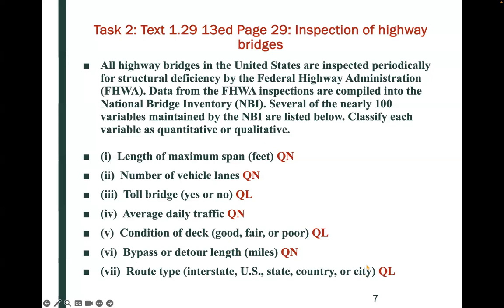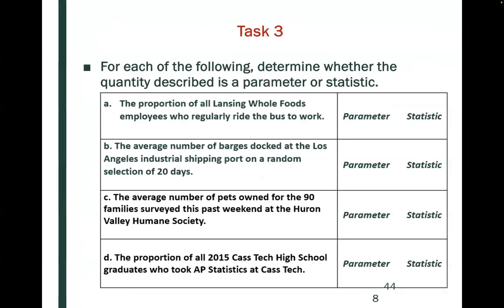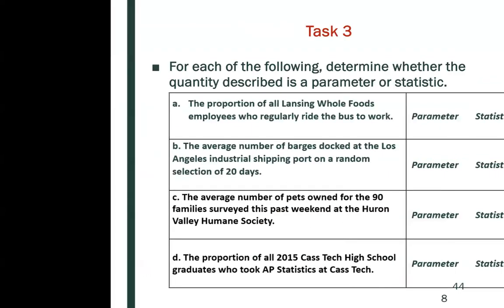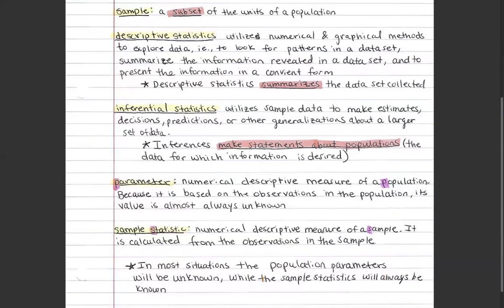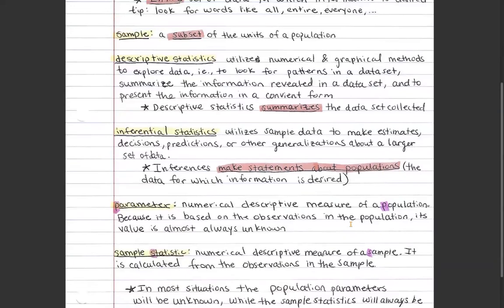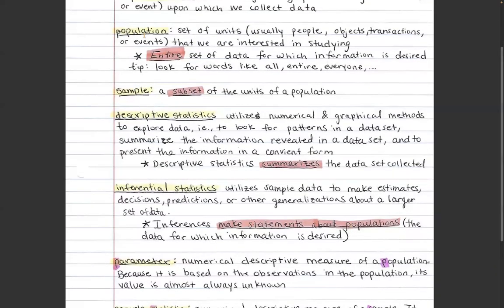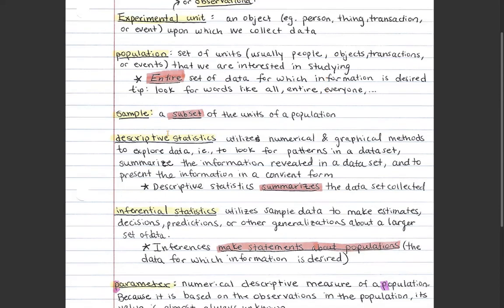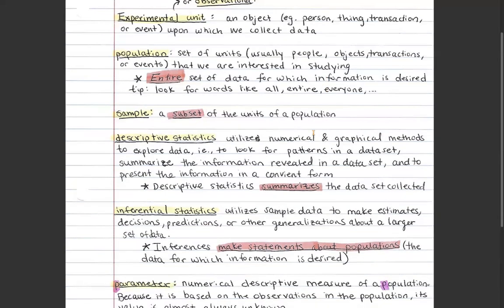For each of the following, determine whether the quantity described is a parameter or a statistic. So just to refresh our memory, a parameter is the numerical descriptive measure of a population, and a sample statistic is a numerical descriptive measure of a sample. So remember, parameter, population, statistic, sample. And keep in mind when we're talking about population, we want to look for words like all or entire or everyone, whereas a sample is a subset of a population.